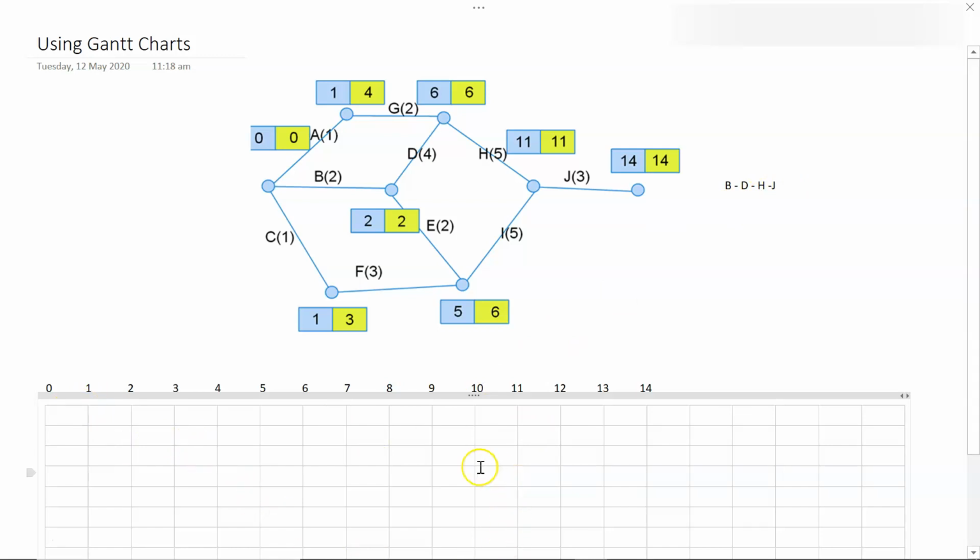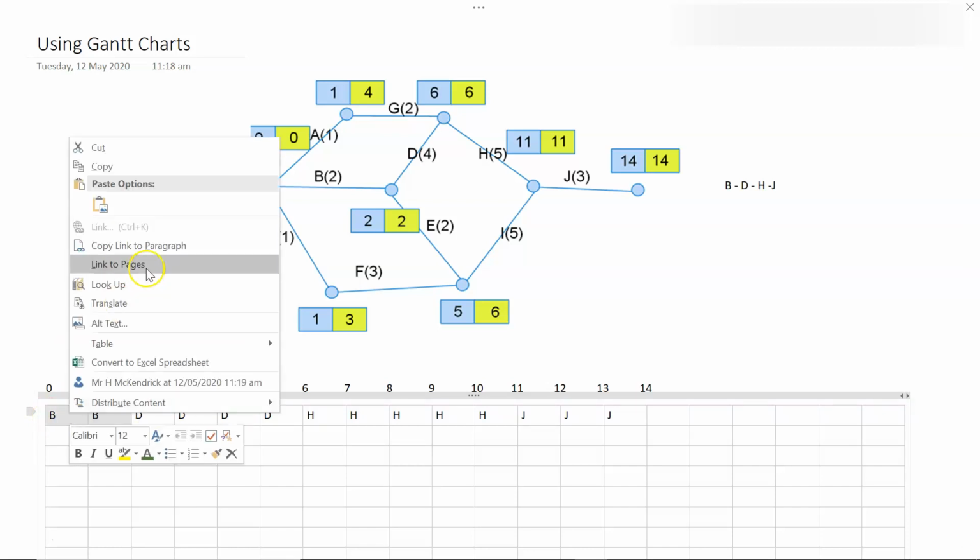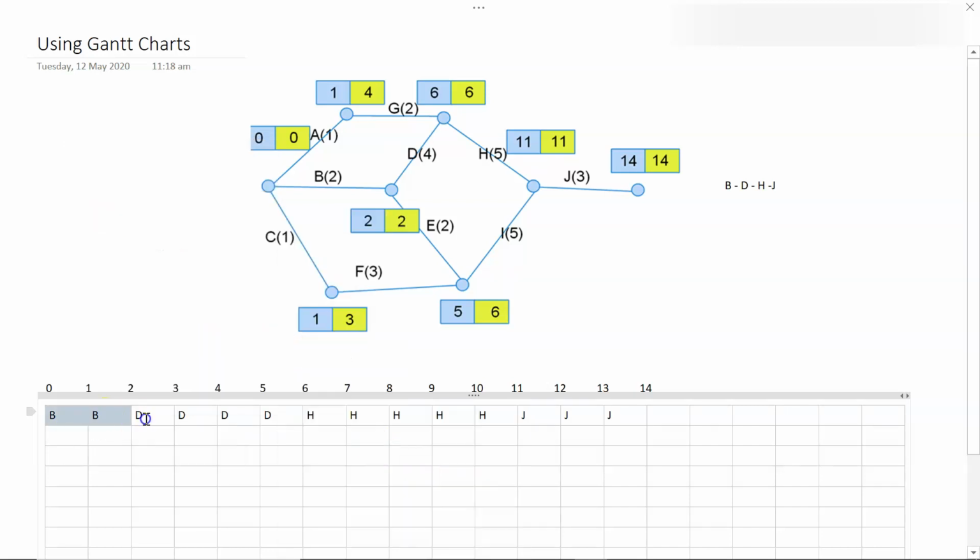And now our first step is to put the critical path at the top of our Gantt chart. So the first activity is B, which lasts for 2 days, and then the next activity is D, which lasts for 4 days, and then our next activity is H, which lasts for 5 days, and then our last activity, J, lasts for 3 days. And then you can go ahead and just highlight those in different colors if you're on a computer, or if you've got a highlighter, it's probably easy just to go through and color them in, just to make it easy to see.